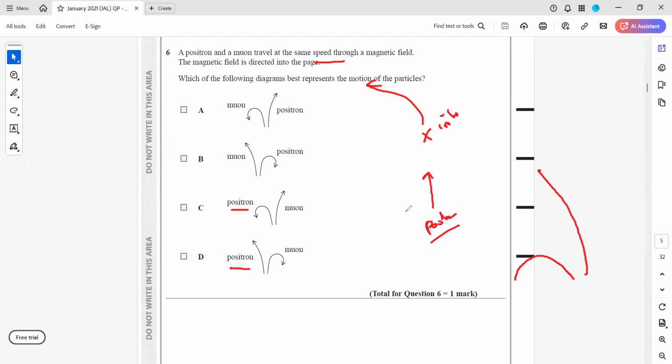So first, the positron should move left and it should deflect more because it has a smaller mass, so a smaller momentum. The velocity is the same, but the muon has a greater mass, and it is a negative particle, the opposite charge, so it will deflect in the opposite direction and have a smaller deflection because it has a greater momentum. Is it clear? Question 6.